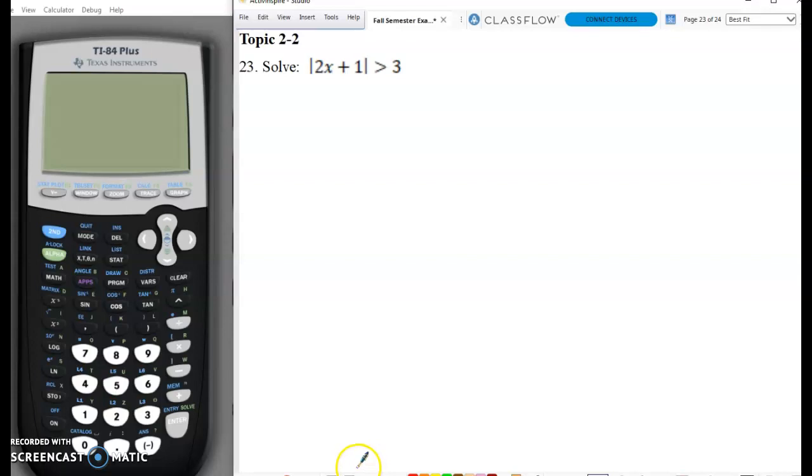23 is very similar to what we just saw, except we have a greater than sign. So when we write my opposite equation, this is going to still be 2x plus 1. But we have to flip the inequality sign and the sign of the 3. We have to flip both. So I can still do the same steps. I can still subtract 1 on both of them.